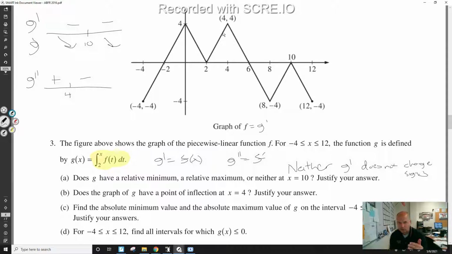Be careful of what you say. Don't say G prime's slopes are increasing. If you say G prime slopes, you're talking about G double prime. If you're talking about something increasing, you're talking about its derivative being positive. Just say G double prime's slopes change. Don't say increasing or decreasing.